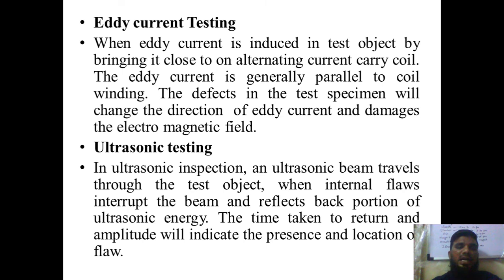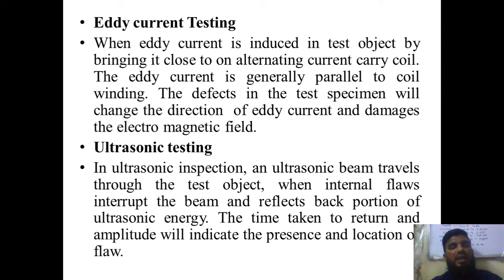Okay. Next is eddy current testing. In eddy current testing, the test object is brought near an alternating current source, that is, an AC current source. The eddy current is generally parallel to the winding. For example, most paramagnetic substances you cannot magnetize by yourself, but by sending some kind of AC current through a material we can make an artificial magnet. So if you see the artificial magnet, the magnetism will be parallel to that of the winding.